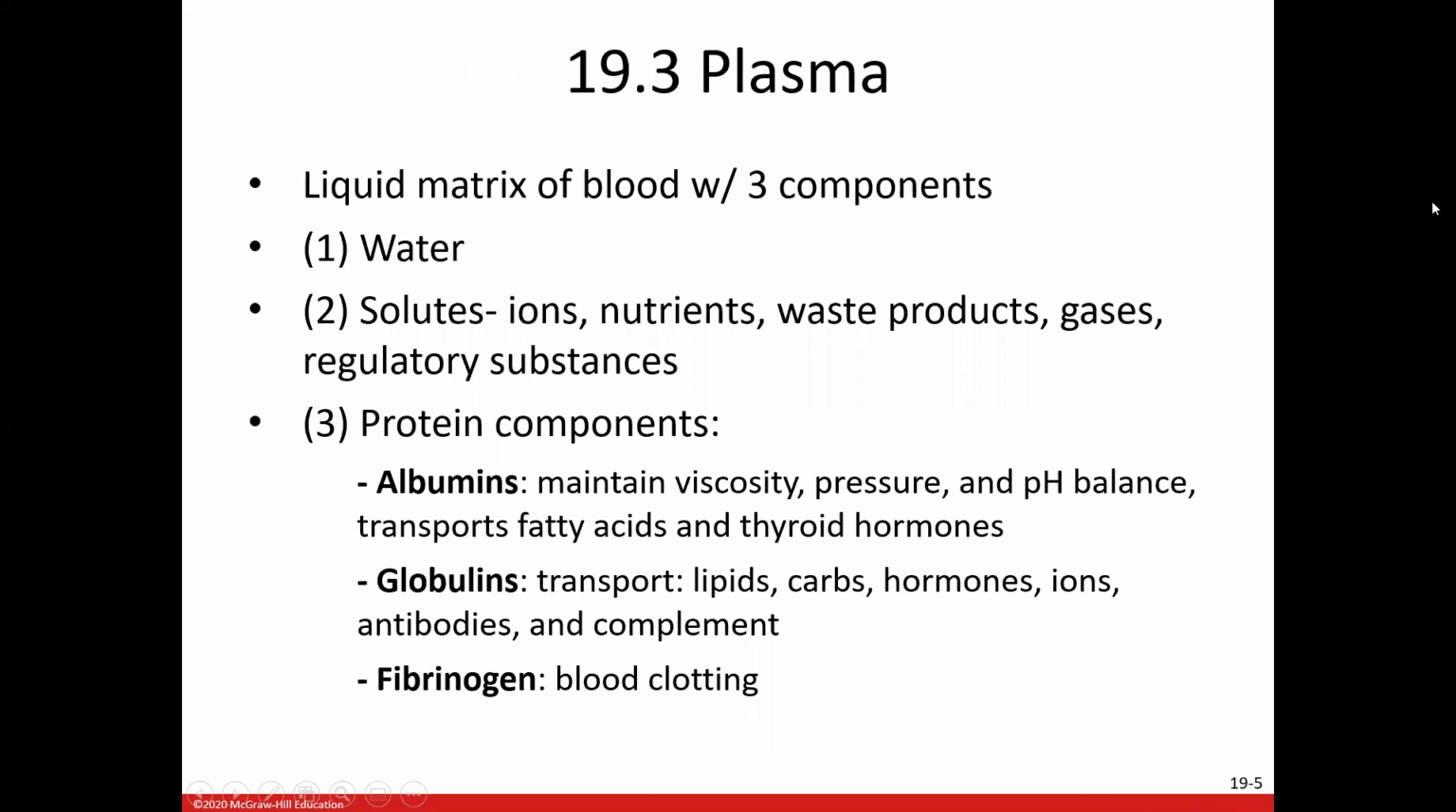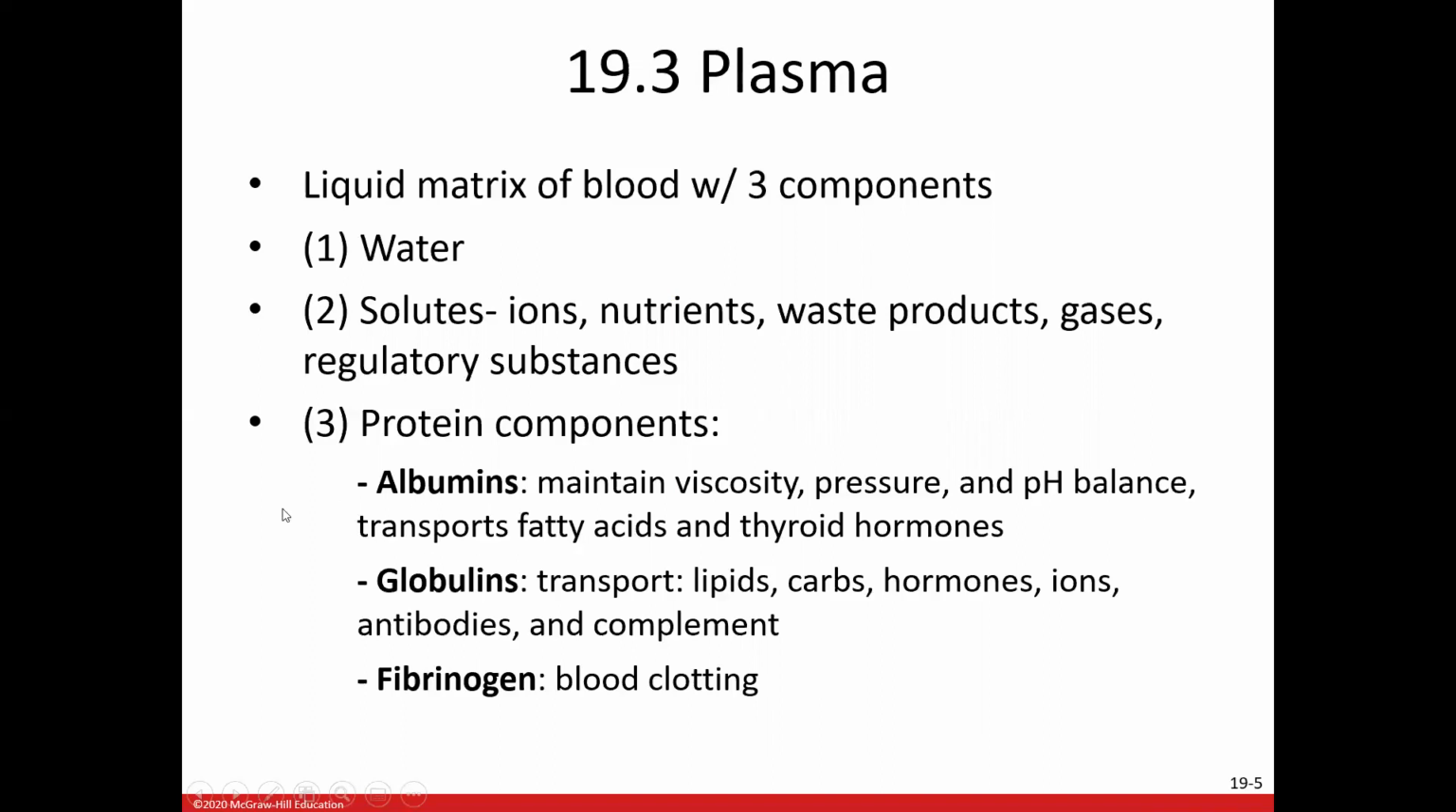So starting out, the plasma has 3 different components to itself. First one, the largest component, like I mentioned, is water. The second one is your solutes, again, things like ions, nutrients, waste products, gases, anything that is being carried by the blood, either to an organ system, or to be removed from the body. And then you have those 3 protein components. There's albumins, globulins, and fibrinogen.